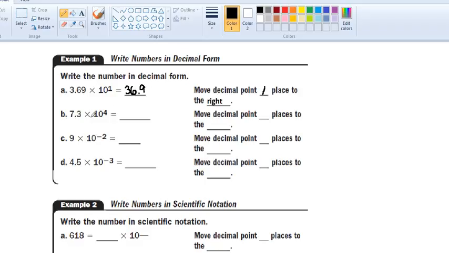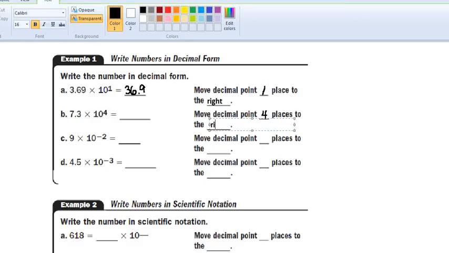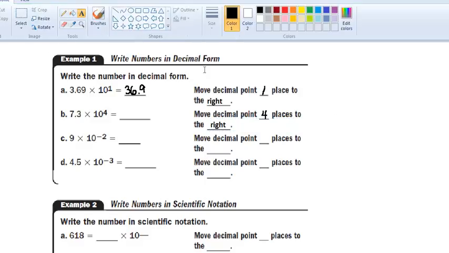Okay, now this one right here says move the decimal point 4 spaces, because it's a positive 4, to the right. So we're going to go 4 places to the right. Now there aren't a lot of zeros. Again, if you remember this one, you're probably okay. But if you don't remember this too well, when we talk about 7.3 and we move it 4 to the right, it goes 1, 2, 3, 4.